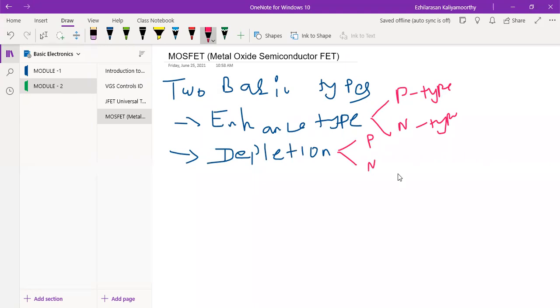Now here, of these two types, the enhancement type is more widely used because the polycrystalline silicon is now used for gate material instead of metal. So these devices are sometimes called as IGFET, that is insulated gate field effect transistor. So now what I will do, I will show the diagram of the MOSFET, how it will be there.